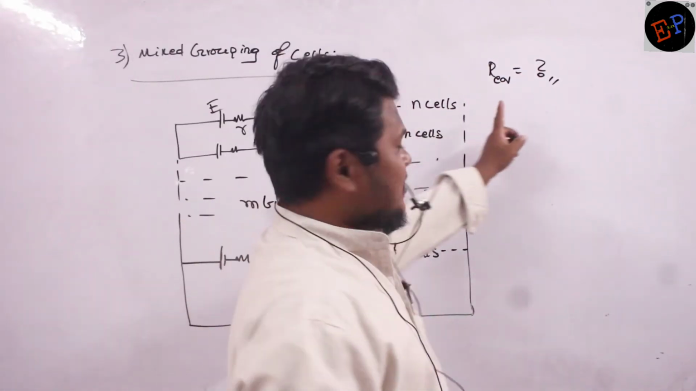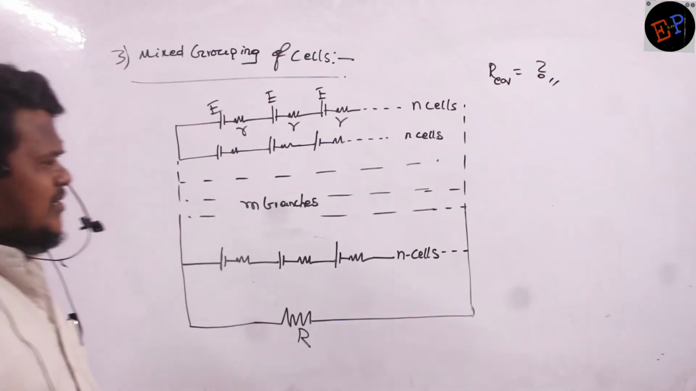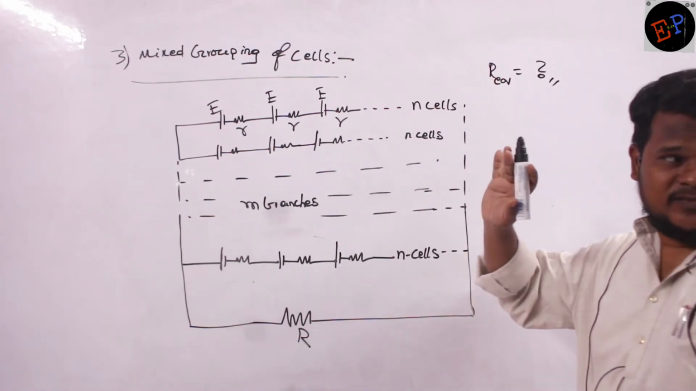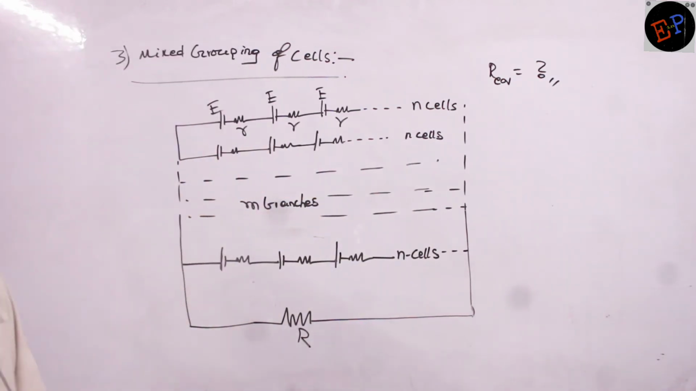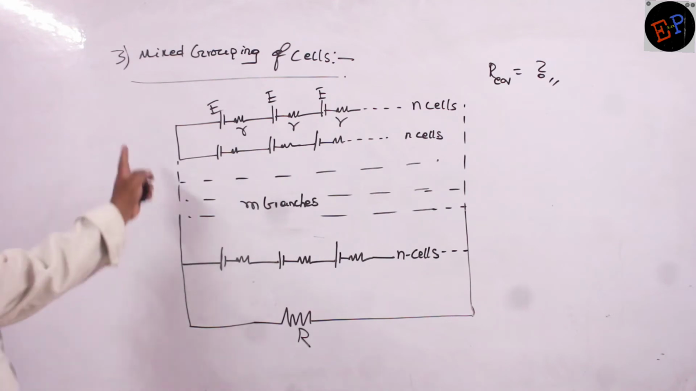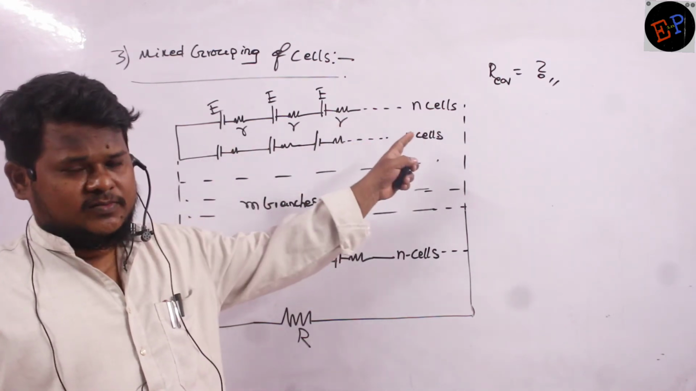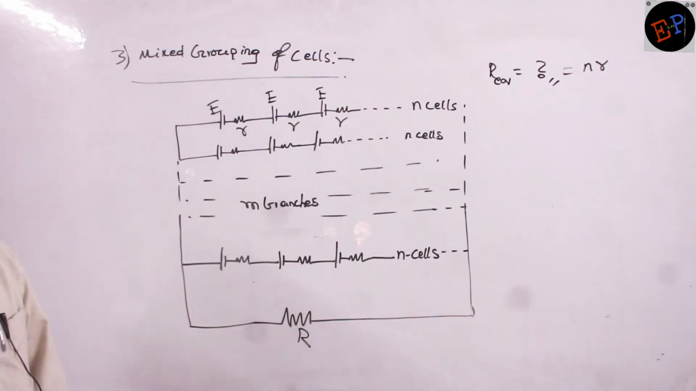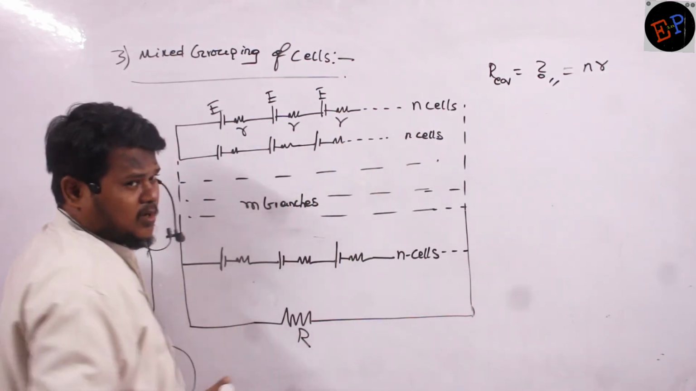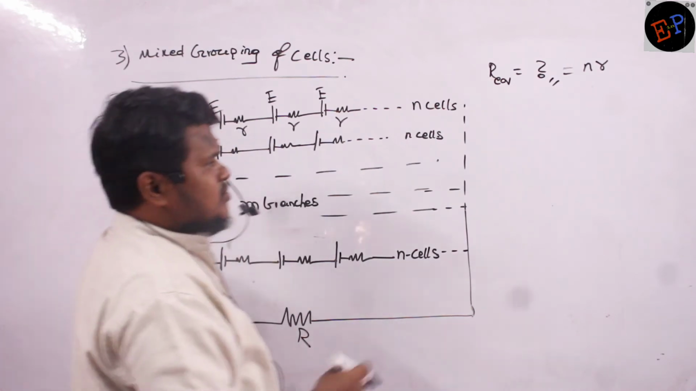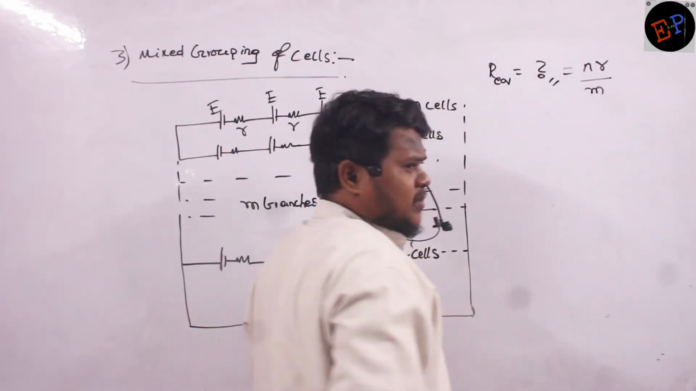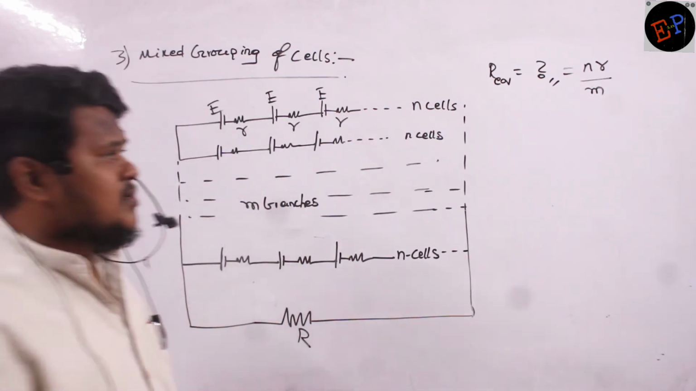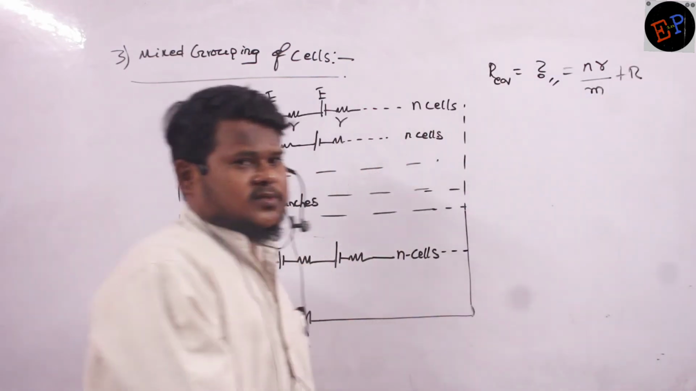So the equivalent resistance will be how much? I am asking resistance only, the equivalent resistance of this circuit. See which resistors are in series and which are in parallel, then do the calculation. N cells are in series, so you add the resistors. Each branch has resistance N into R. And M branches are in parallel. If equal resistors are connected in parallel, you divide by the number of branches. So NR by M. And all this combination is in series with capital R. So NR by M plus capital R is the total resistance of the circuit.